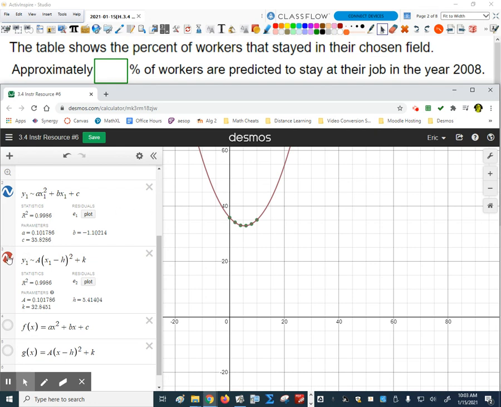Okay, the next question then is, how could we use this to predict the percentage of workers who are predicted to stay at their job in the year 2008? So that's 18 years after 1990, right? So what would I do? Anybody want to chip in here and tell me what to do?